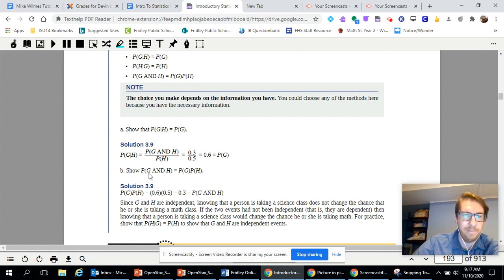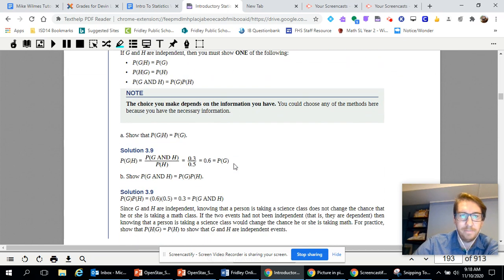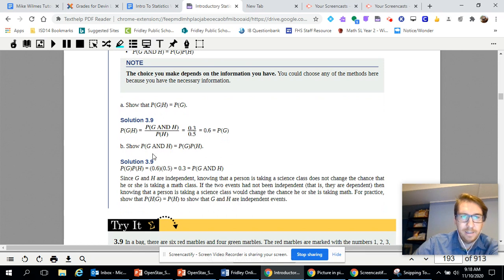We can show that, this one's the easier one. Probability of G and H is equal to the probability of math times science. So we go ahead and just take all three numbers. They give us all three of these, and we just plug them in. The probability of math is 0.6. Probability of science is 0.5, and we just take 0.6 times 0.5, 0.3. Which happens to be convenient, that is our probability of G and H. So 0.3. So it worked.